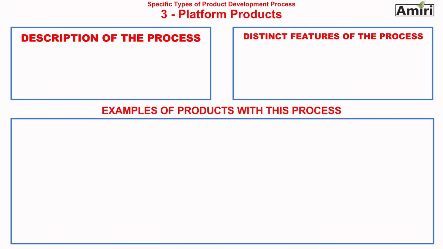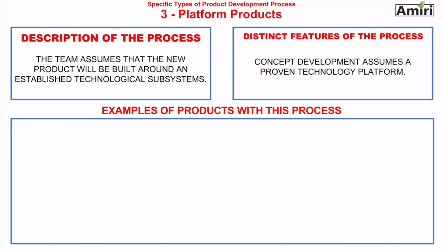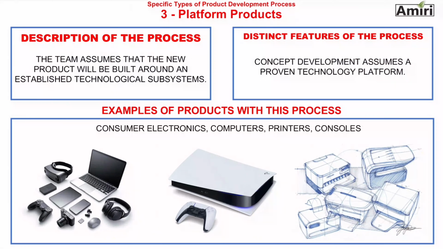Next one is platform products. These types of products are built on a pre-existing technology platform, meaning the core subsystem already exists. And the development process focuses on how to build on top of that core system. The concept development stage works under the assumption that this platform is reliable and proven and has its own customer base. A perfect example would be consumer electronics, computers, printers, gaming consoles.